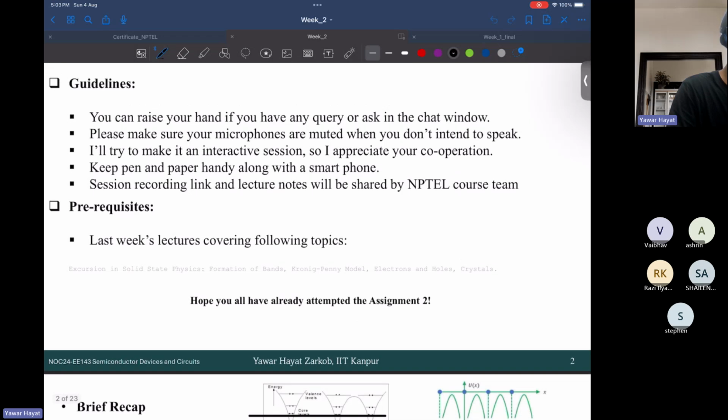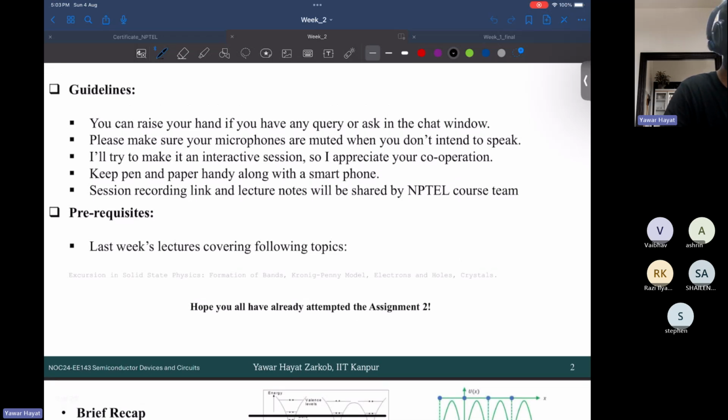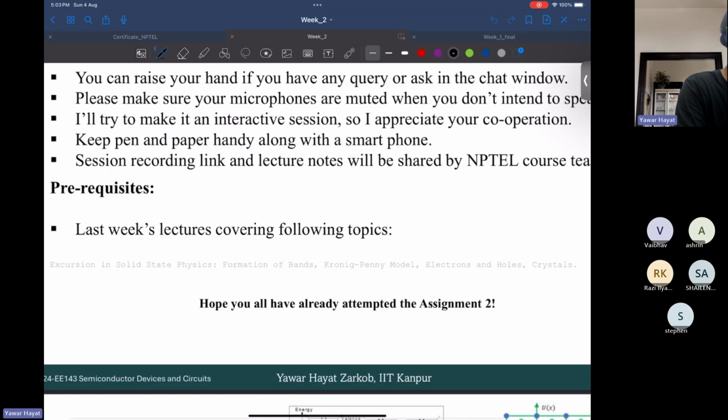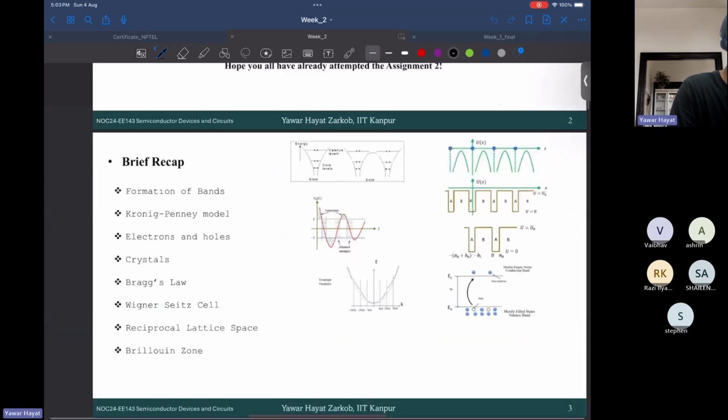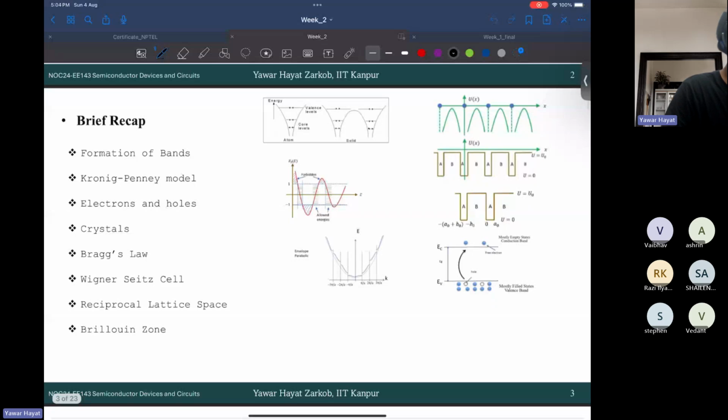The prerequisites of this live interactive session include the following topics that were taught in the last week. It was excursion in solid state physics, wherein we learned formation of bands. We went through Kronig-Penney model, electrons and holes, effective mass, crystals, and many more such topics, right? And I'm assuming that all of you joining this session, or watching this in the recorded form, must have attempted assignment 2 yourself first. Now, a brief recap of the topics again.